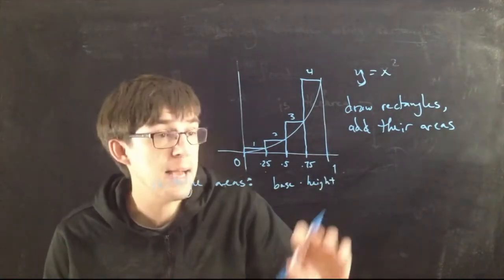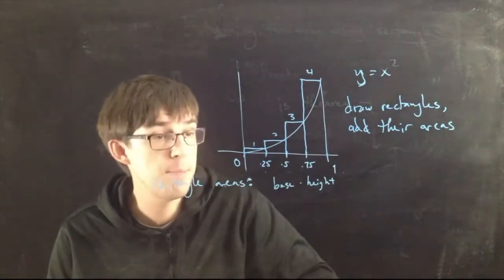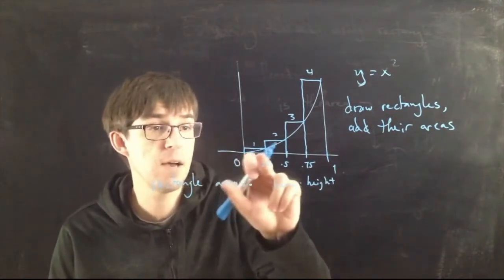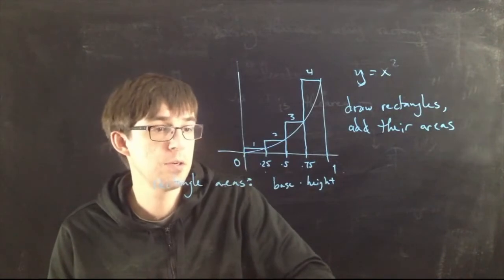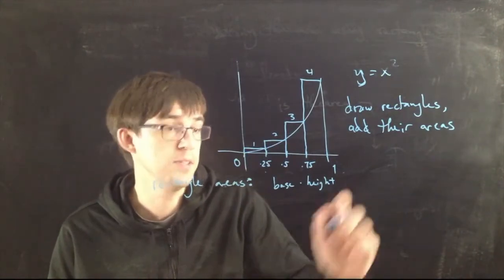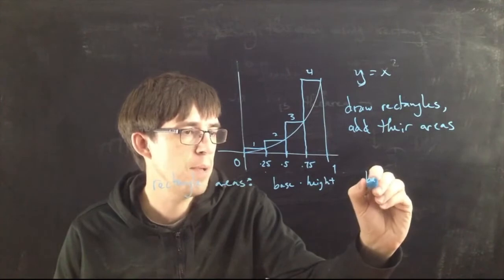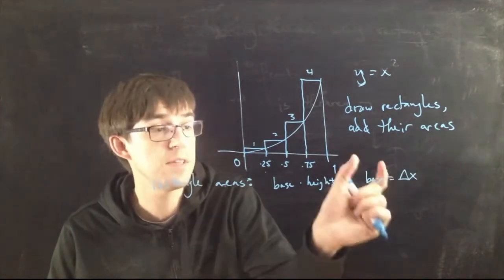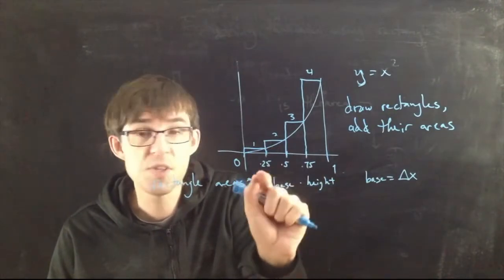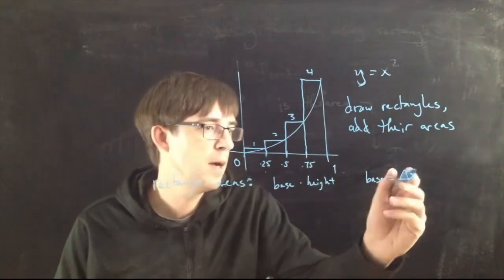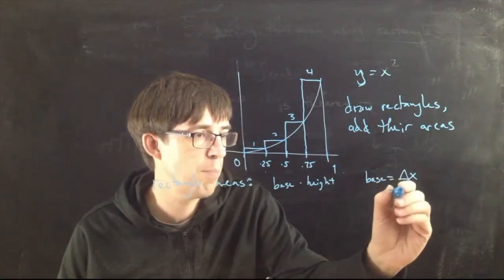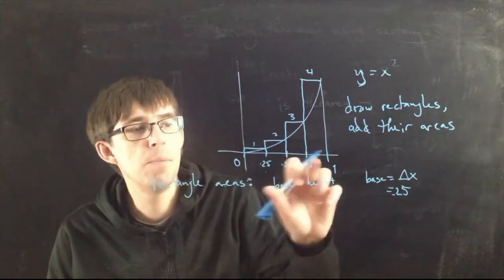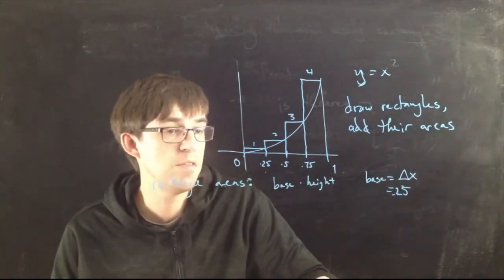And what is the base? Actually, they all have the same width as the base. In this example, the width is 0.25, right? That's how far across each rectangle is. So in this case, the base, actually we have a notation for this also. We call this delta x. You think of this as the amount that the x is changing from one point to the next. And in this example, it is 0.25. Right? In between each of those values is a distance of 0.25.